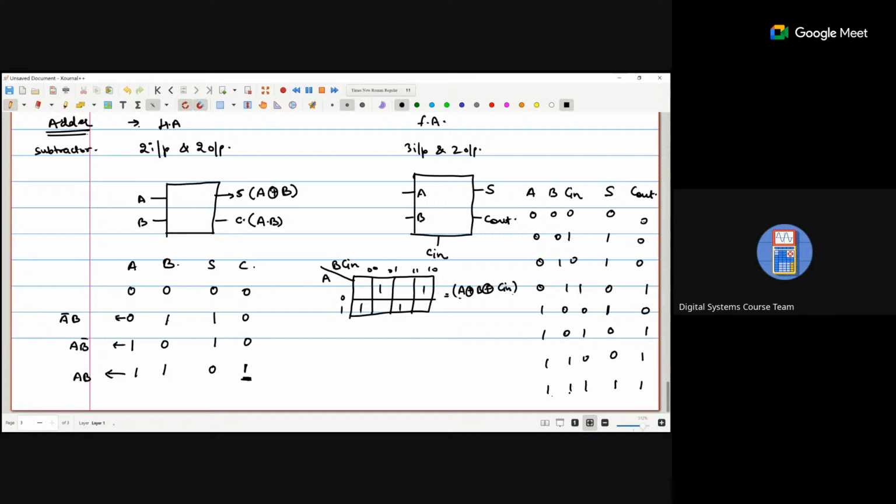So if you write the expression, it is A bar B bar C in plus A bar B C in bar plus A B bar C in bar plus A B C in. From that one, I am taking A bar as common. A bar times B bar C in plus B C in bar, so it is B XOR C, plus A as common, it is B XNOR C.